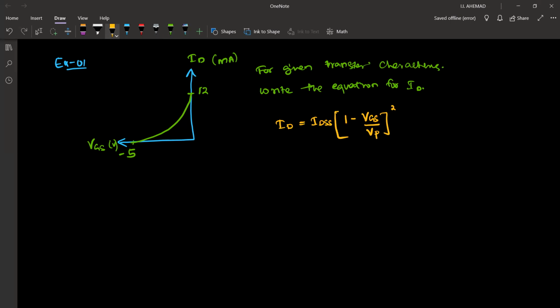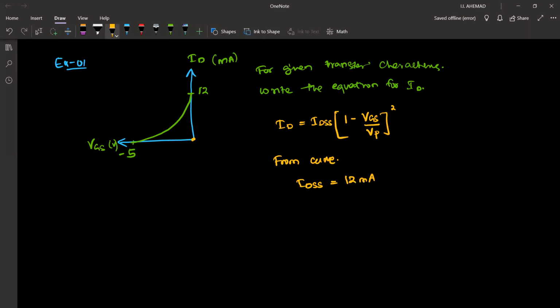So what is IDSS? IDSS is the maximum current when VGS is 0. So when VGS is 0, this is the maximum current we can have. Therefore, IDSS from the graph, or from the curve, is 12 milliamperes.